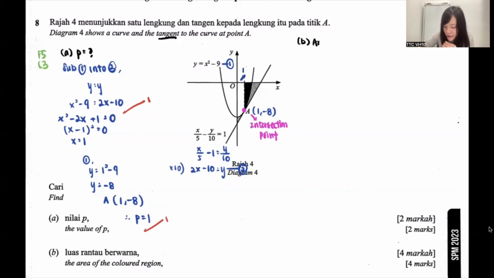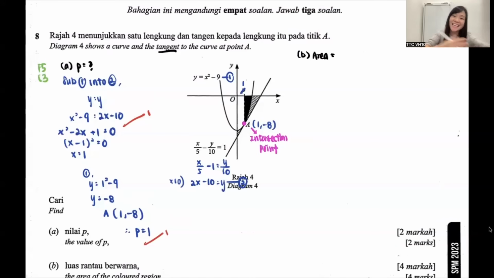B, they say, find the area of the colored region. Actually, when I look at it, I also feel like it's colorless, my dear. But actually, the colored region is the green one here. Okay, I should tell you that one is the colored region. So you have to find the area of the colored region. How do you guys find the area of a colored region?